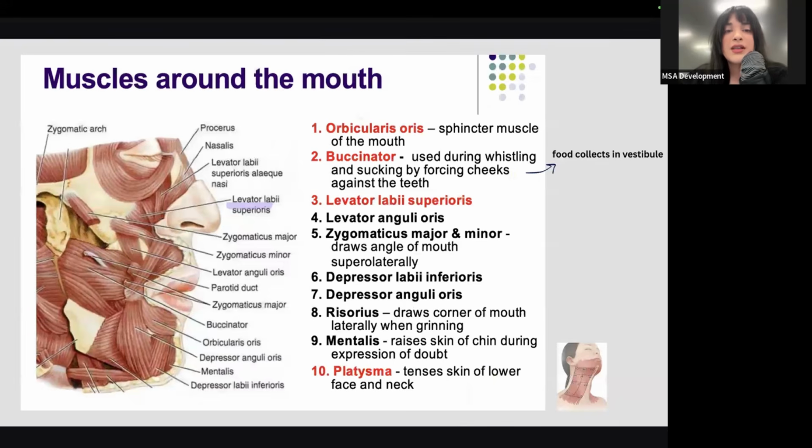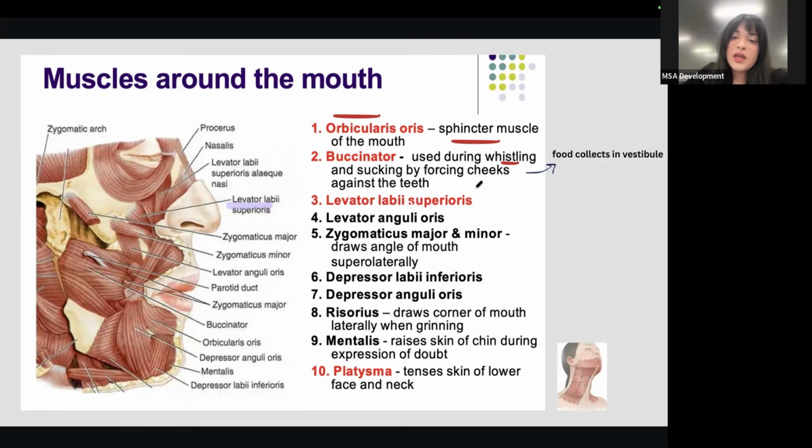Okay. Then you have the muscles around the mouth. The first one is the orbicularis oris, which is the sphincter muscle of the mouth. So basically the kissing muscle. If you're going to kiss someone, you're going to be using this one. Then you have the buccinator. It's used during whistling, very important, and sucking by forcing cheeks against the teeth. If a person has a paralyzed buccinator, they're going to be putting their finger inside their mouth to take the food out of their cheek because it's all collecting over there in the vestibule.